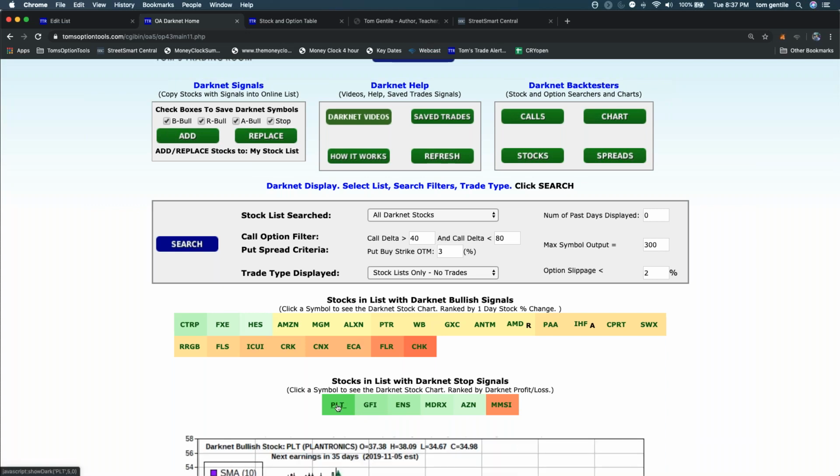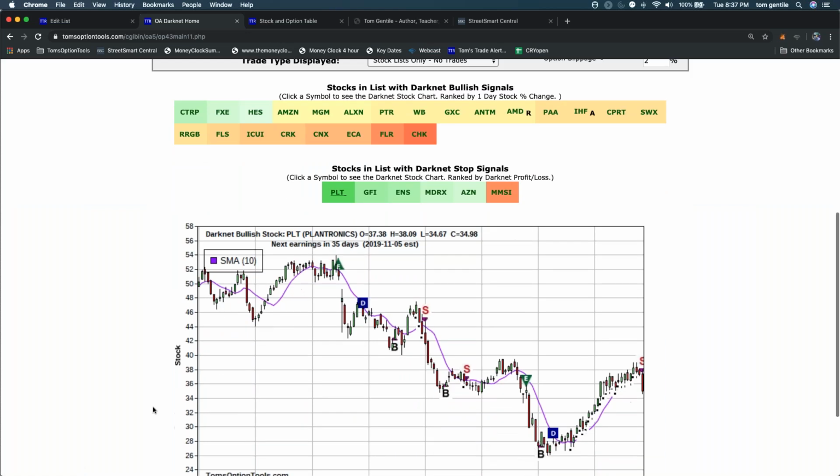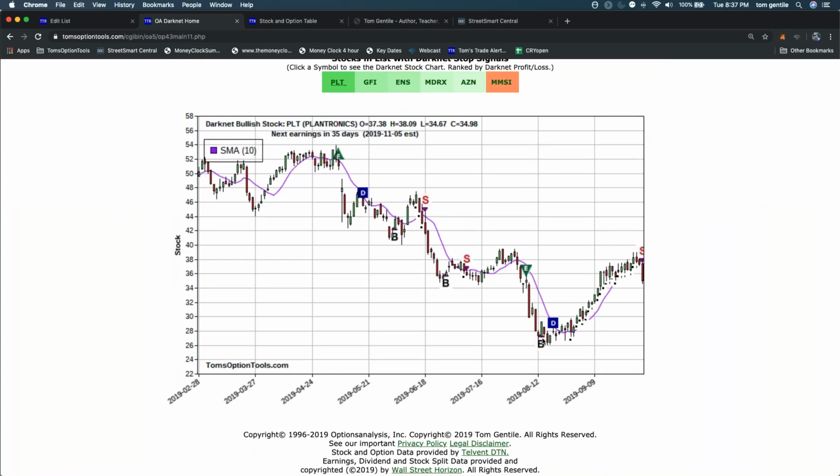So PLT, Plantronics. Plantronics had a buy signal given to us back in the middle of August, and that was down here around 28. Look at the lift that this had, and the sell came up here at 38, so a nice move up to the top there before the pullback on Plantronics.